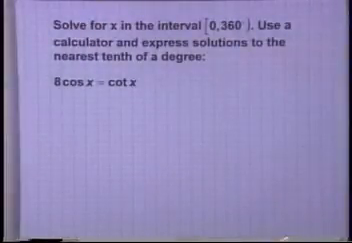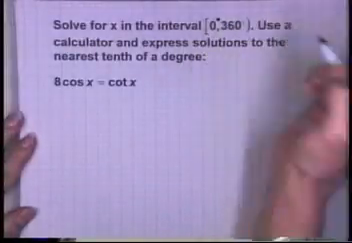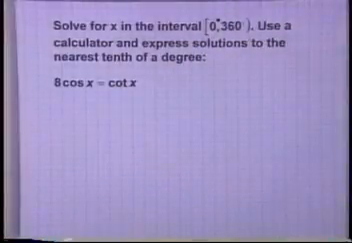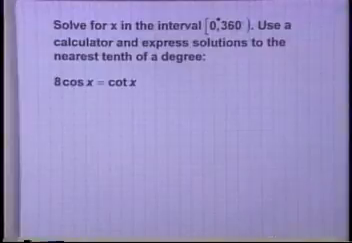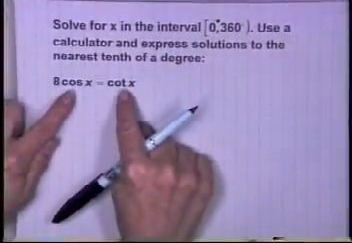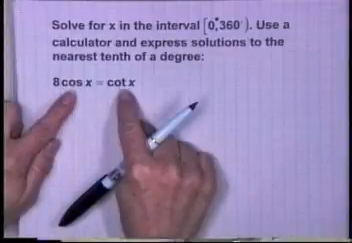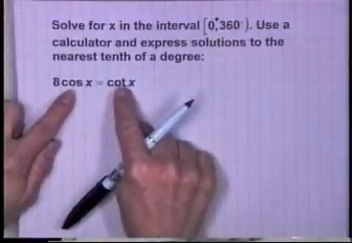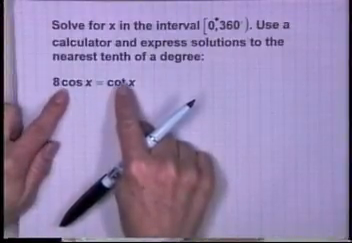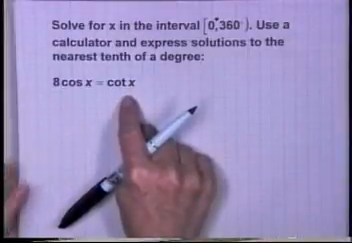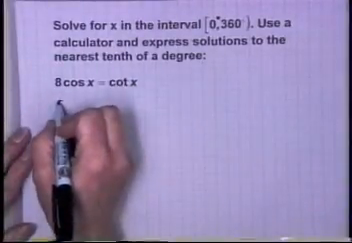Solve for x in the interval 0 degrees to 360 degrees. Here it says we're going to need to use a calculator and express solutions to the nearest tenth of a degree. Now notice here I've got two different trig functions, cosine and cotangent. And just offhand, I don't think of a lot of identities involving those, but I do know that cotangent is what? Cosine over sine. Let's take a look at that.